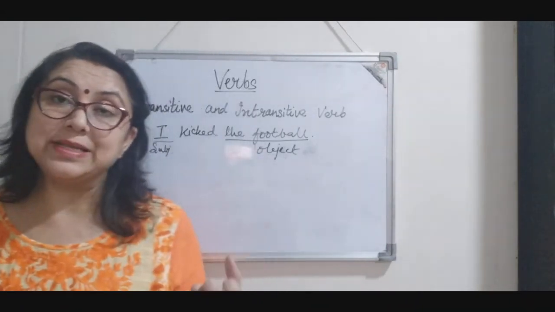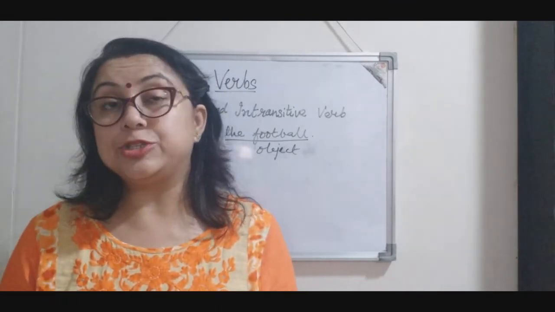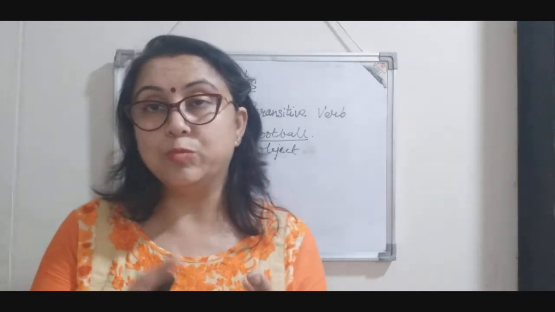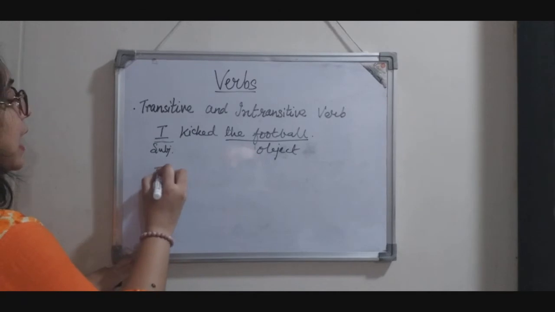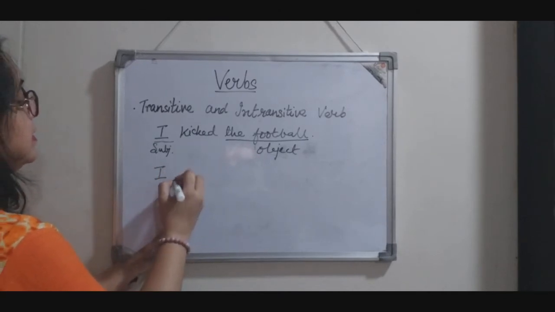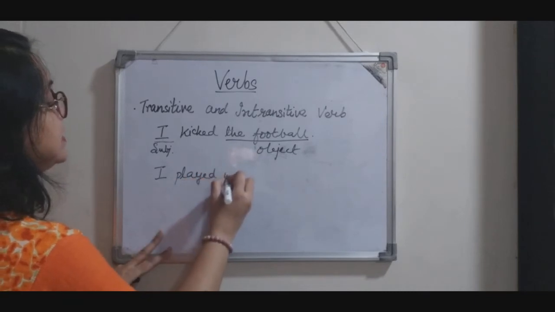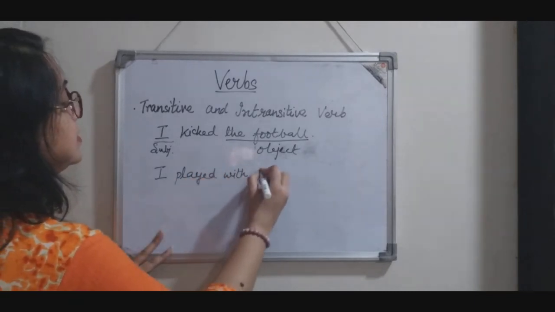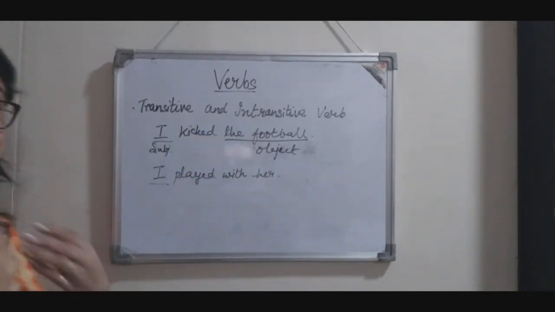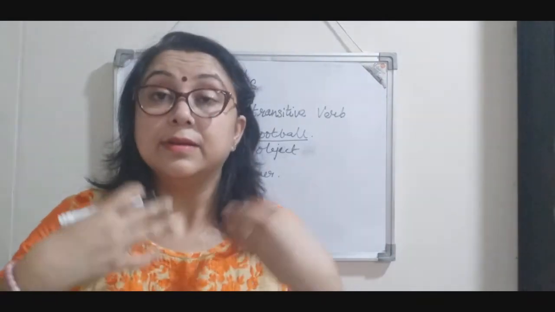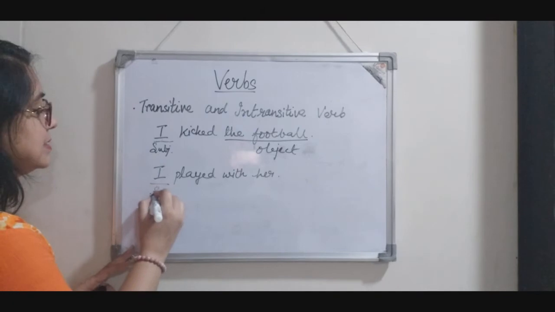Let me repeat once again, how do we find out the object? By asking a question of what or whom. Let me give you an example with whom also. I played with her. Again, I is the subject. I'm playing with her. She's my friend. So I is the subject.